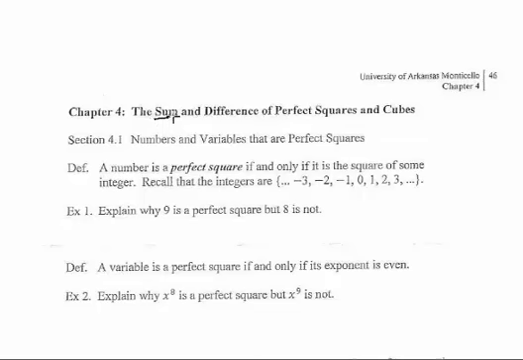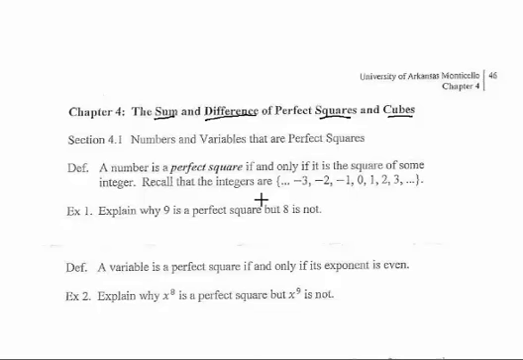We're going to talk about the sum and the difference of perfect squares and cubes. So this first page is simply dedicated to talking about what is a perfect square, and then we'll talk about what is a perfect cube. We have a simple definition for a perfect square, and it turns out it's just simply the square of another integer. So any number that can be written as the square of an integer, we have a perfect square.